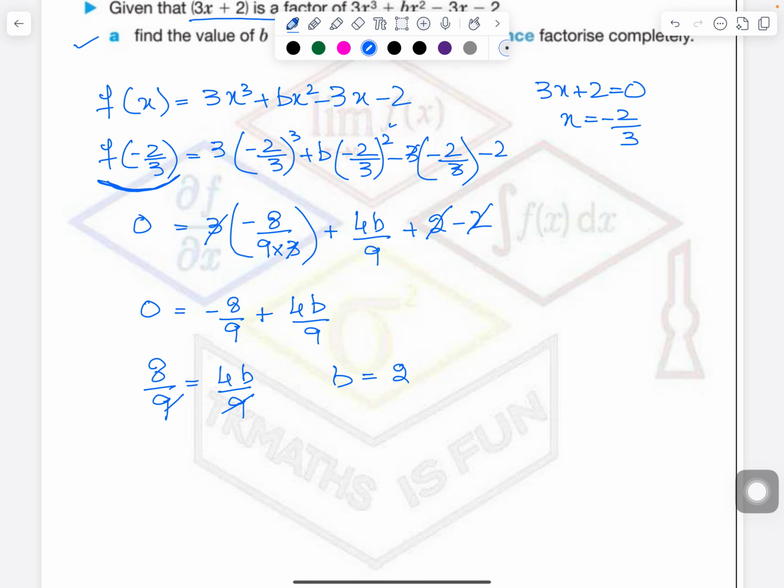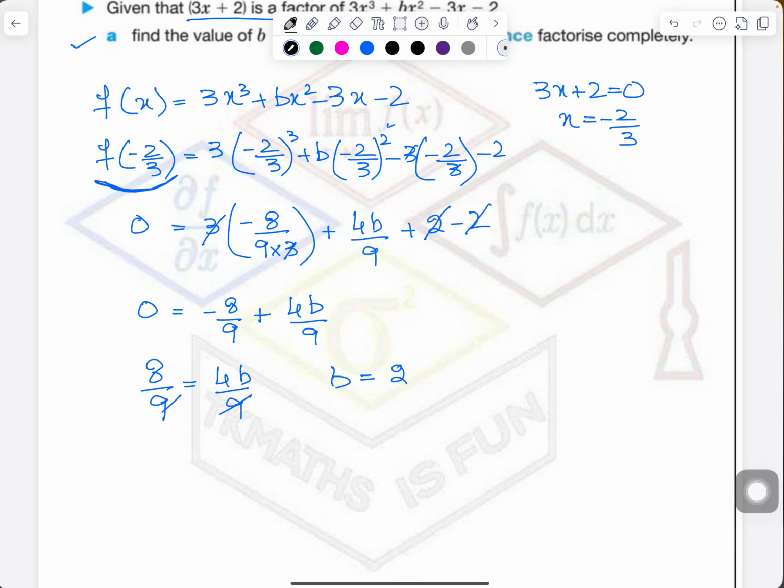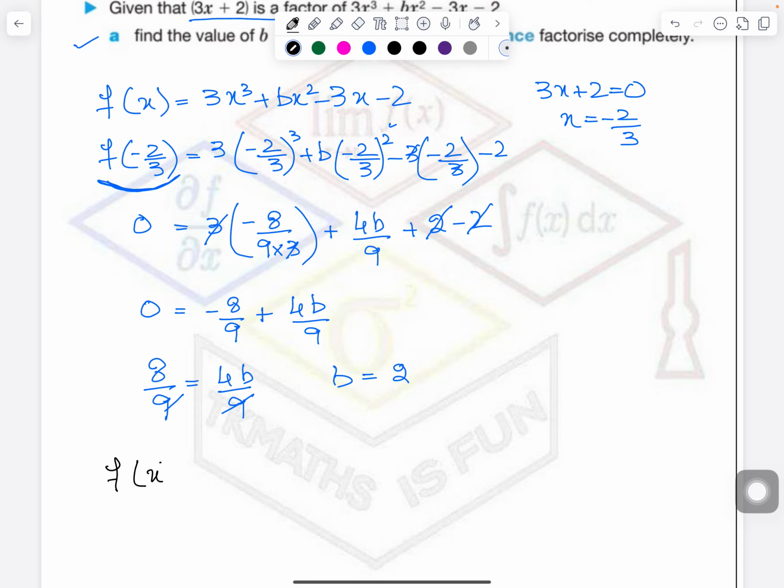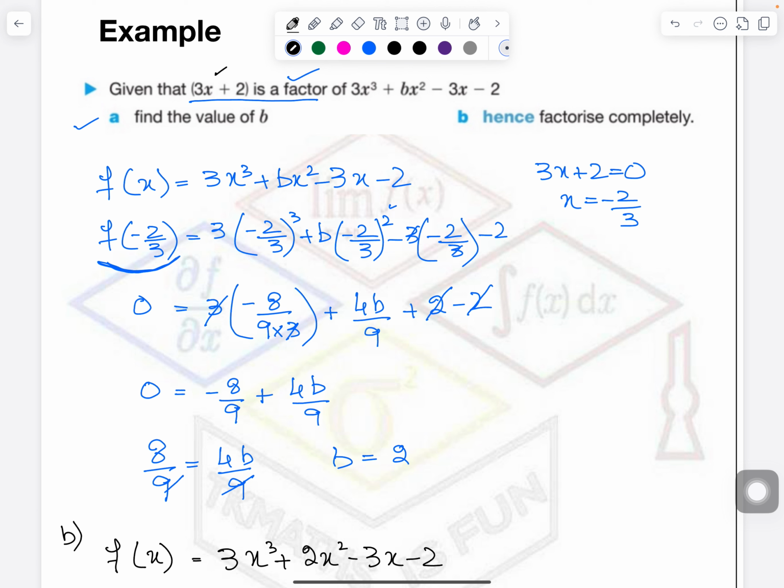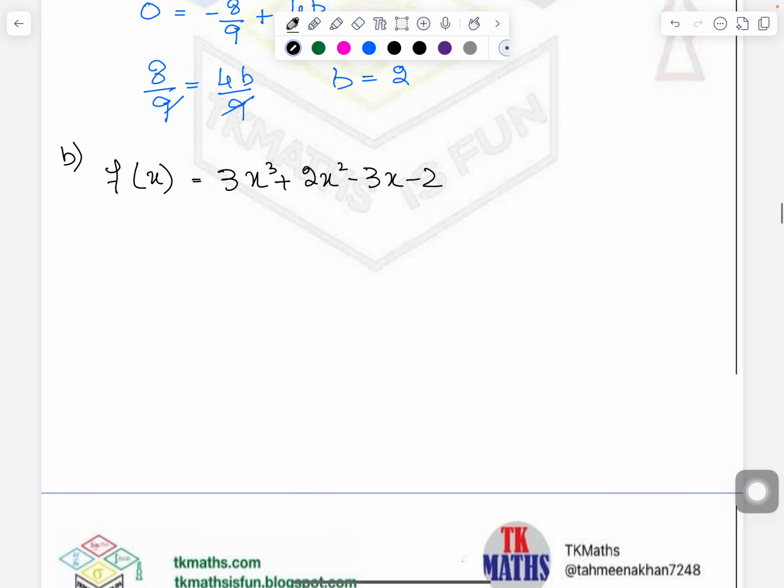So your cubic equation is now, substitute the value of 2 in the equation. So we had 3x cube plus 2x square. I am substituting the value of b, minus 3x minus 2. Factorize completely means you have to find the other factor. Now one factor is already given to you in the question, which is 3x plus 2. So what I can do here, I can do long division to find out the other factors.